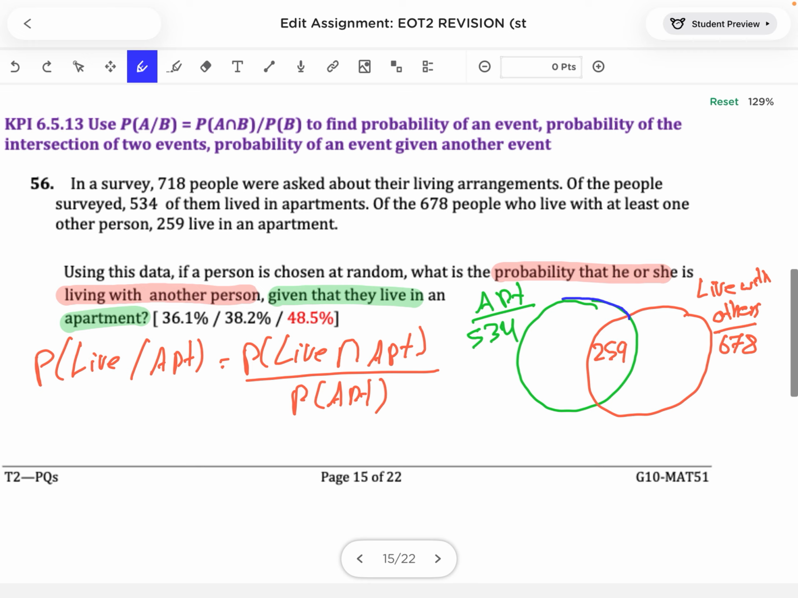Where is my condition? The people who live in an apartment. How many are there? 534. From those 534, how many live with another person? It is the intersection, 259. And you can calculate the answer. And the answer is, I have no idea.